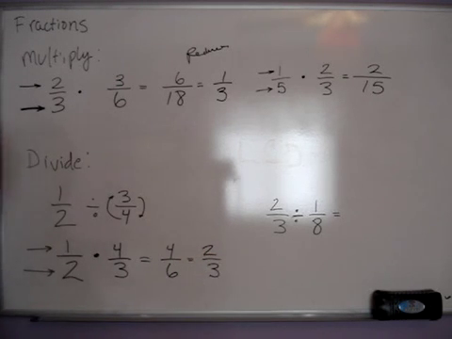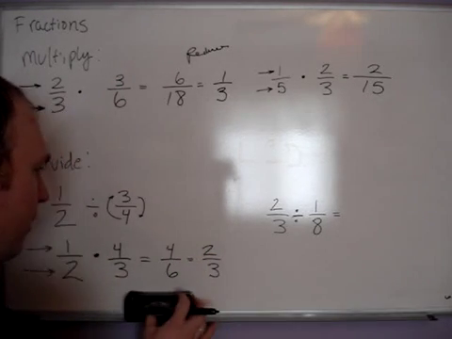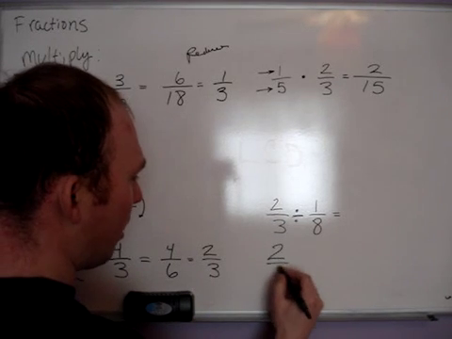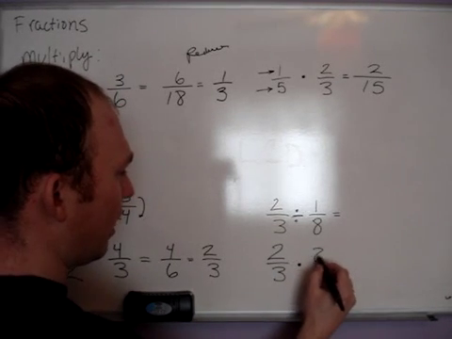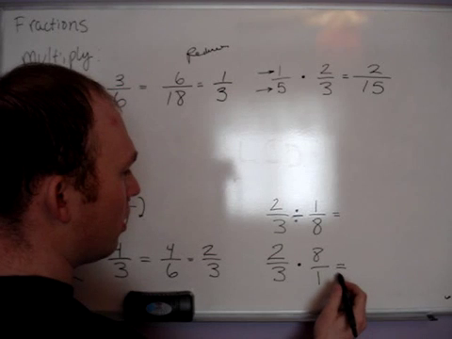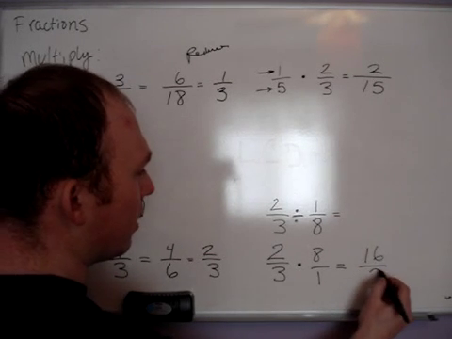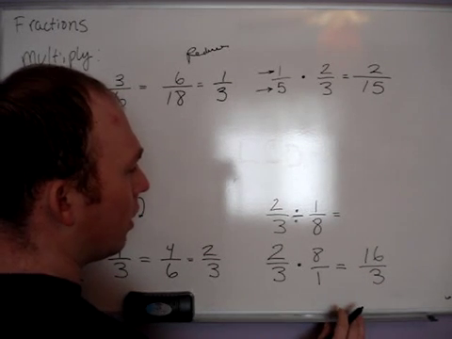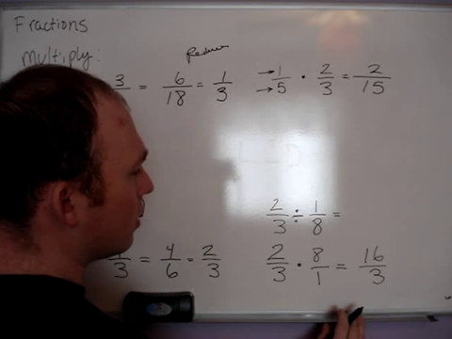over 3. And lastly, another divide. Remember, you don't divide, you multiply by the inverse. Multiply by 8 over 1. That gives you 16 over 3. And that is your final answer.